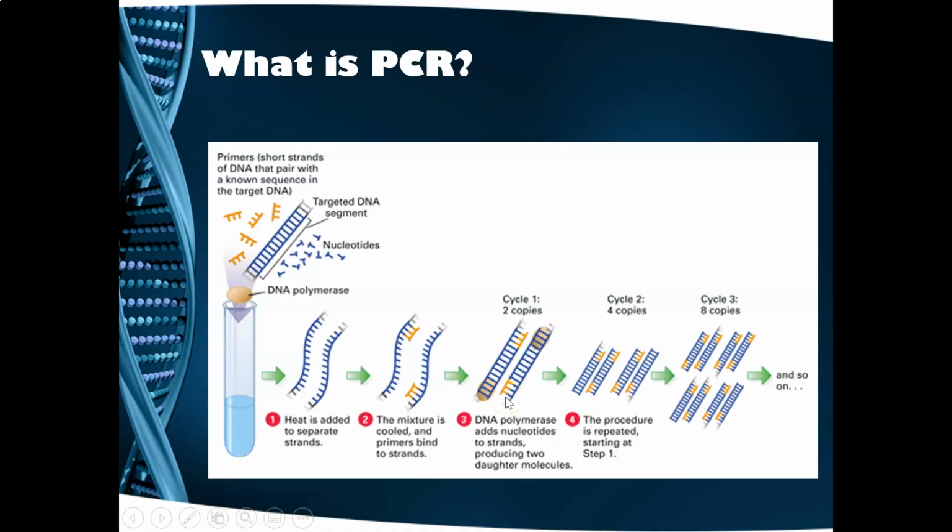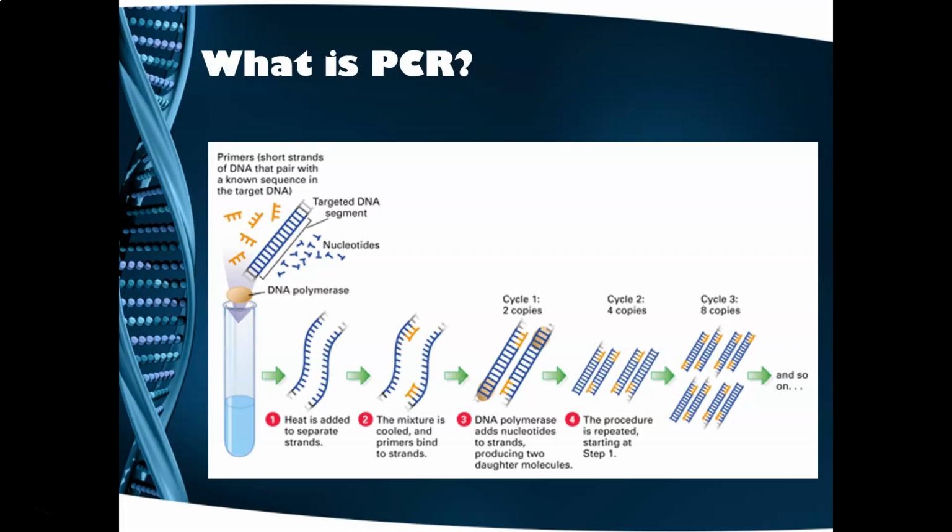Side note here, remember I just said I've got to heat this up to 95 degrees Celsius. So we're talking almost double, if not more, human body temperature. That means that the DNA polymerase that we're putting in here is not from a human cell. In fact, it's from a species of bacteria that is found in the hot springs in Yellowstone. That's where it was originally discovered.